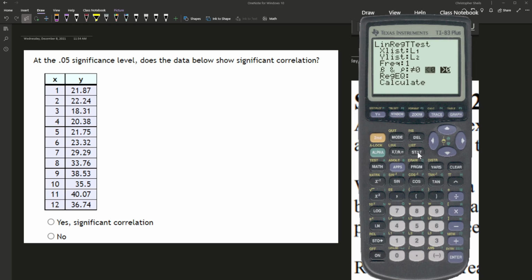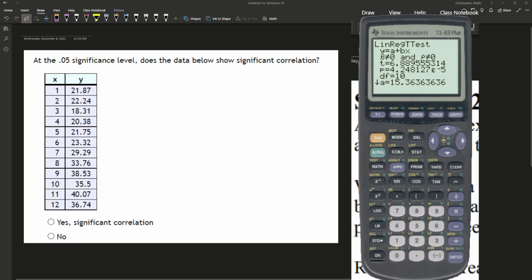Here we're asked, does the data show significant correlation? So we're not asked, does it show positive correlation? Does it show negative correlation? We're asked, does it show correlation? So we're going to choose this not equal to 0. And we're going to hit calculate.